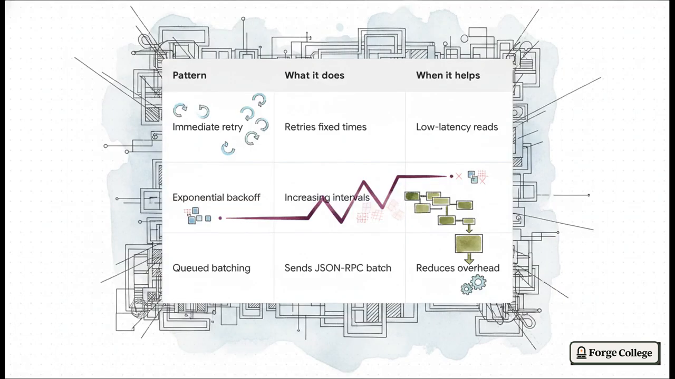To handle these, we have 3 main connection strategies. Immediate retry is great for low-latency reads where failures are incredibly rare. Then you have exponential backoff, which is your heavy lifter for dealing with rate limits and those transient glitches we just talked about. And finally, queued batching is your efficiency engine. It's going to reduce your overall request overhead whenever the RPC node actually supports it.